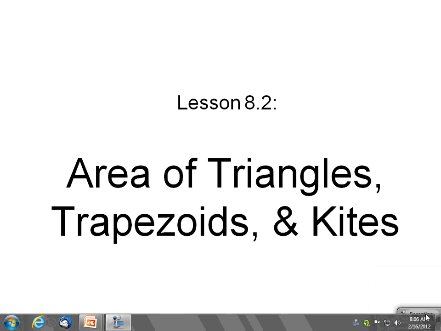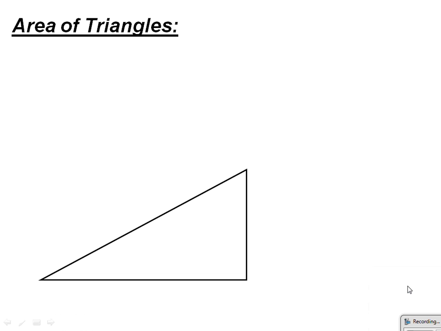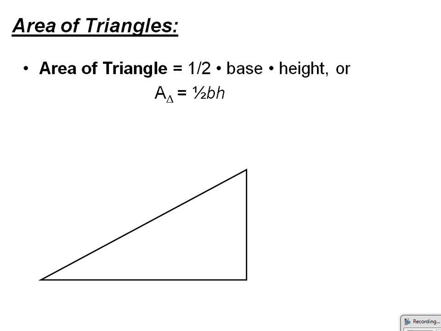Lesson 8.2 on finding the area of triangles, trapezoids, and kites. Now to find the area of a triangle, you should be familiar with this formula. A triangle is just half a rectangle. So we take the area of a rectangle, which is base times height, and take half that measure. So the area of a triangle is 1/2 times base times height.